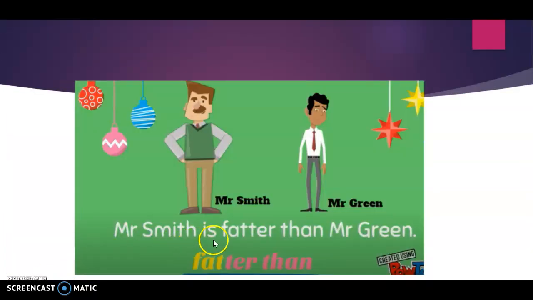Mr. Smith is fatter than Mr. Green. Here the comparison is made using the adjective fat. But what do we notice now? We have here a double T, and below we find letter T in red because the original adjective is composed of 3 letters F, A, T.